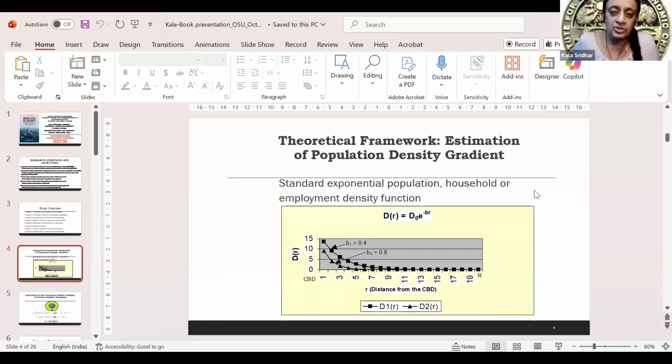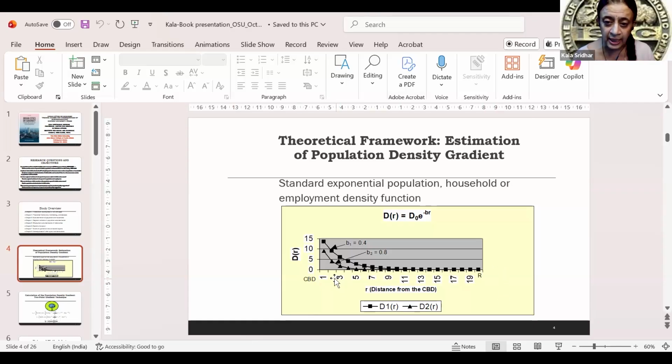Now, this is chapter 2, an excerpt from chapter 2. This is the theoretical framework, and this shows the population density function of a city. And this is the standard urban model. And this graph here might be viewed as one quadrant of a circular city.